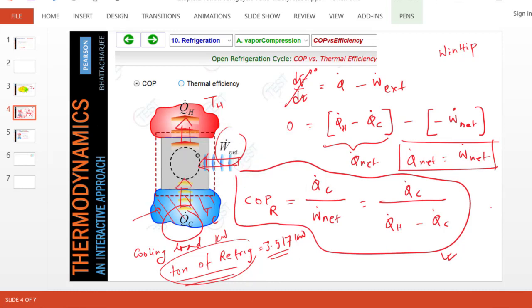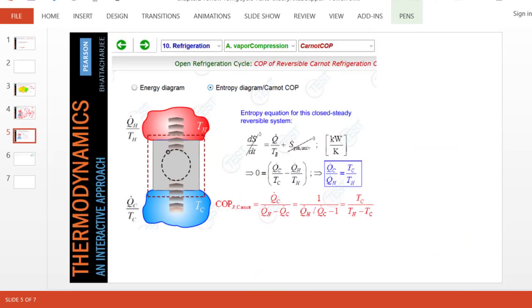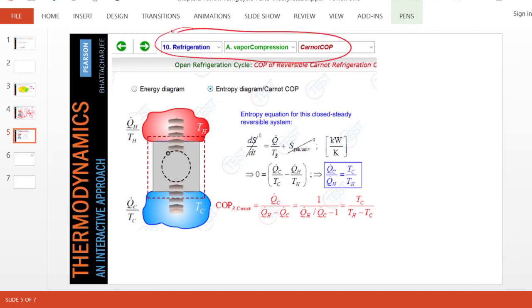Okay, now let's do an entropy balance on the refrigeration system. Once again, I'm going back to the animation, a Carnot COP in this case. For the entropy balance, this is our system boundary. Entropy balance basically means we are keeping track of how entropy of the system changes. And here's the entropy balance equation. Again, to understand it physically, the left hand side says how is entropy changing in my system, which is 0 because the system is at steady state.